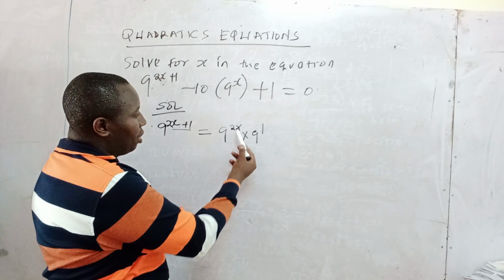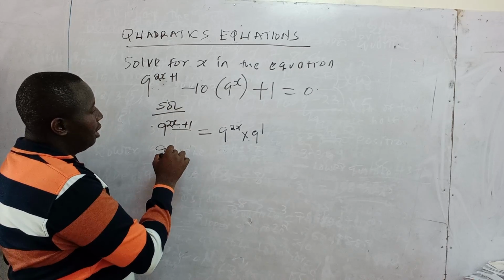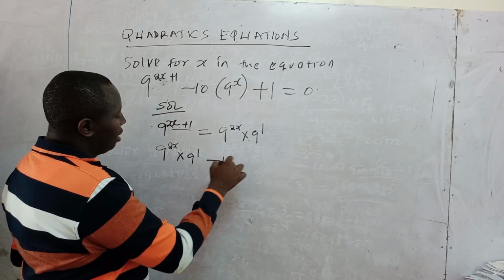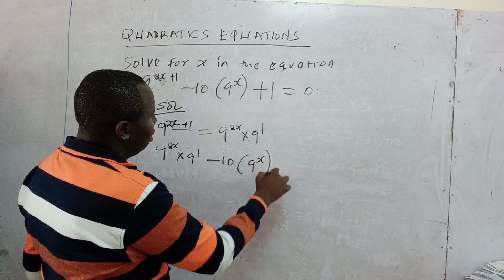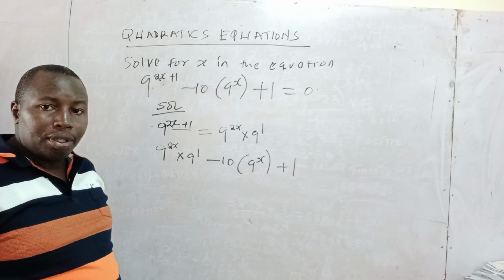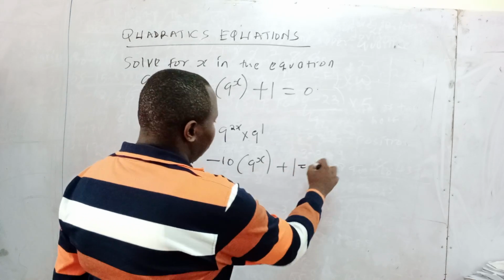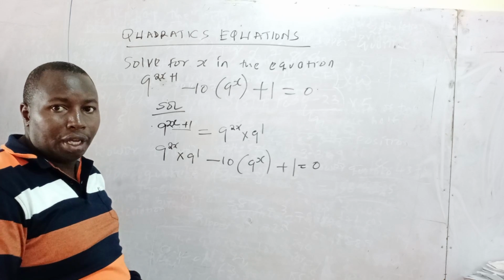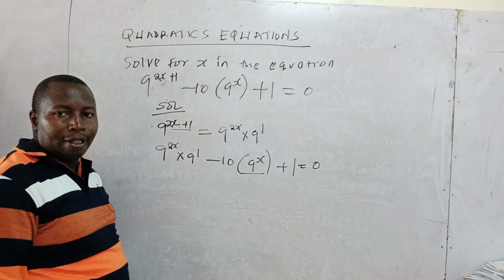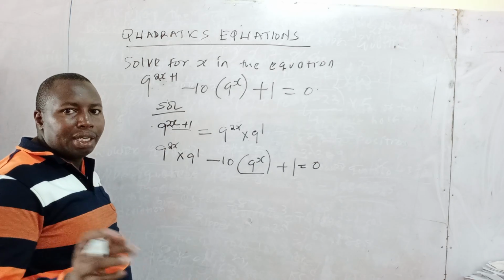Now, since you have written 9 raised to the power 2x times 9 raised to the power 1, you come back to the equation: 9 raised to the power 2x multiplied by 9 raised to the power 1, minus 10 bracket 9 raised to the power x plus 1, is equal to 0. We don't have to simplify the 9 raised to the power 1, or even this one. We can deal with it the way it is.